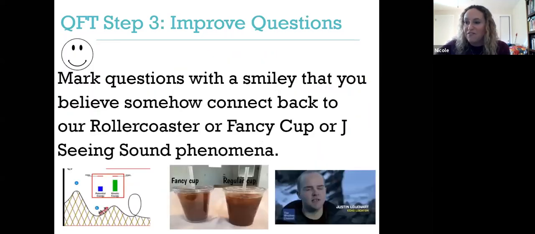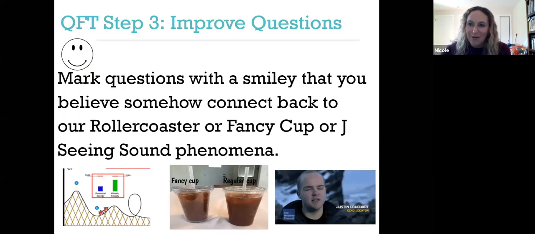One of our final improved question steps is to mark any questions with a smiley face that you believe somehow connect back to our previous phenomena that we've learned that year. So in my year so far, we've done roller coasters, we did the fancy cup phenomena from OpenSciEd, which was thermal energy, and then we're doing one right now, distance learning style, about hearing and sight and sound, which is Jay in the bottom right corner.